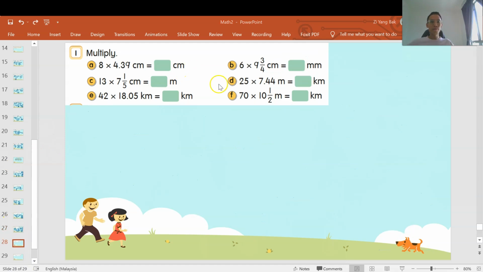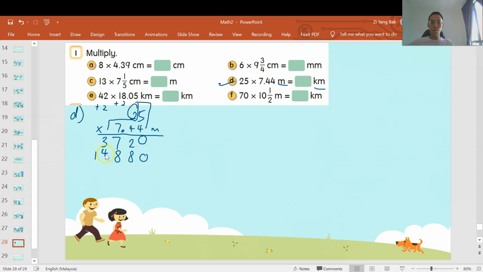For question D, 25 times 7.44 meters. Write meters. If you don't write, you will forget that you have to change to km. So first row, we use 5 to multiply. 5, 4, 20. Write 2. 5, 4, 20 plus 2, 22. Write 2. 5, 7, 35 plus 2, 37. Second row start with a 0. Now we use 2 to times. 2, 4, 8. 2, 4, 8. 2, 7, 14. And then you just plus them.